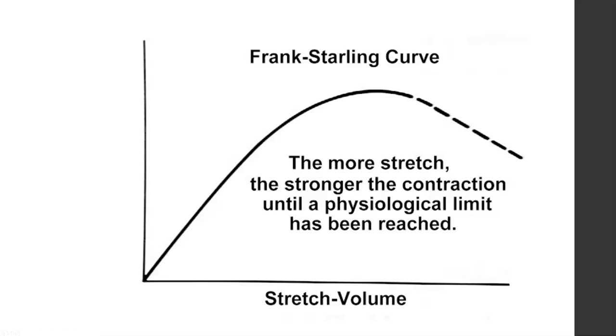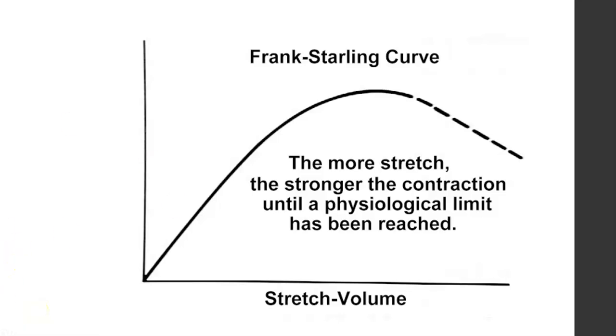All right. So now I just want to take a minute and talk about the Frank-Starling curve. So basically, the more stretch, the stronger the contraction until a physiological limit has been reached. According to Starling, systolic performance is determined by diastolic function, or the preload. So the greater the fiber length or stretch during that diastole, or the preload, the greater the fiber shortening and ejection during systole. Think of it kind of like a rubber band.